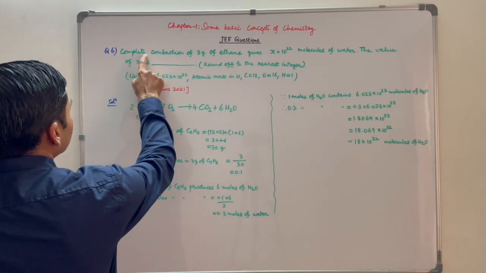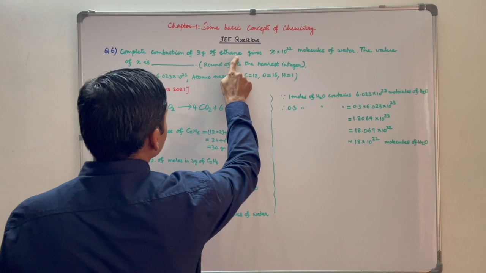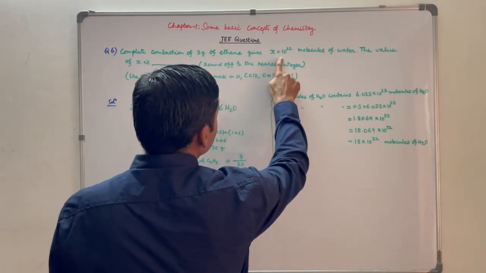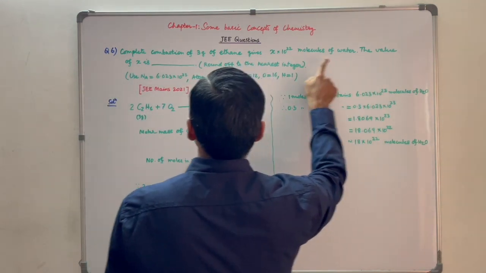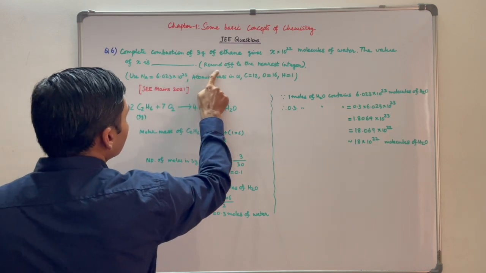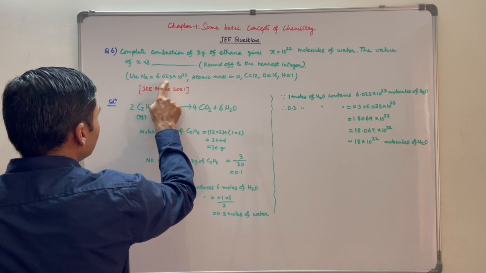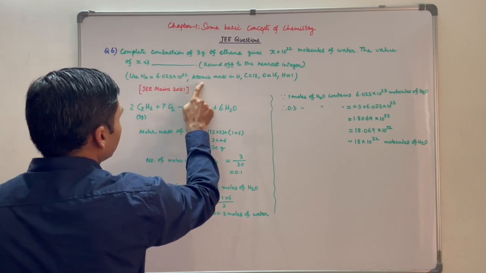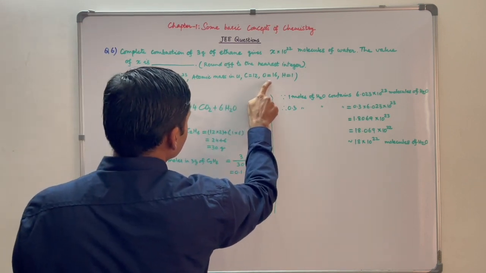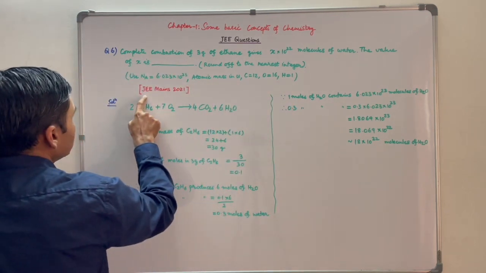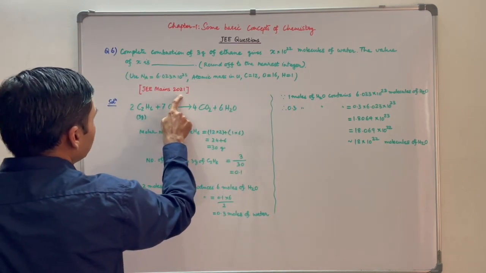Sixth question: complete combustion of 3 gram of ethane gives X into 10 to power 22 molecules of water. The value of X is, round off to the nearest integer. Use Na is equal to 6.023 into 10 to power 23. Atomic mass in U: C12, O16 and H1. This question appeared in JEE Mains 2021.